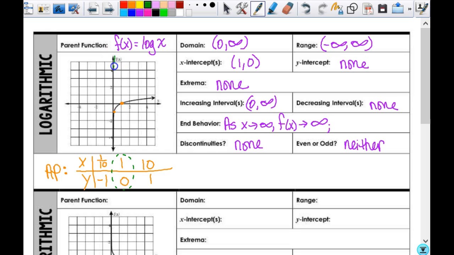Okay? All right, so then, do I have any asymptotes? Yes, I do. I have this right here. So my asymptote is what? x equals 0. Everybody good with all that? Any questions? All right.